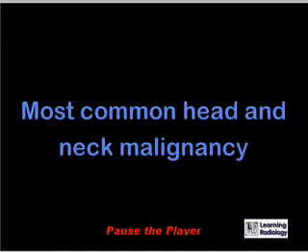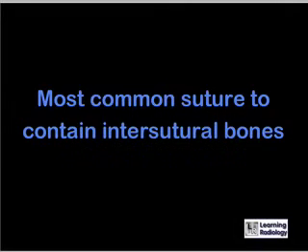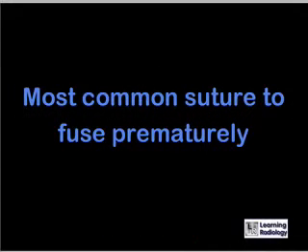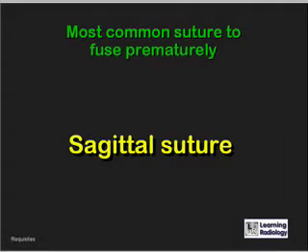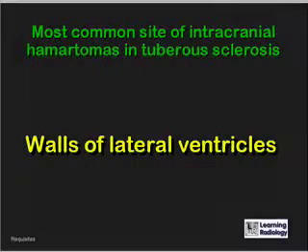What is the most common head and neck malignancy in children? A rhabdomyosarcoma. What is the most common suture to contain intersutural bones? The lambdoid suture. What is the most common suture to fuse prematurely? The sagittal suture. What is the most common site of intracranial hamartomas in tuberous sclerosis? The walls of the lateral ventricles.